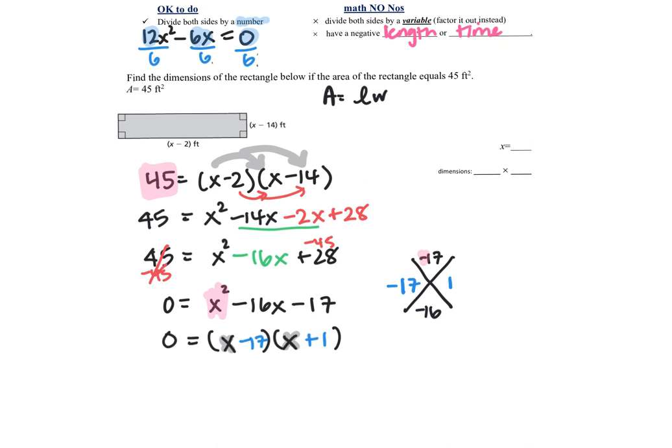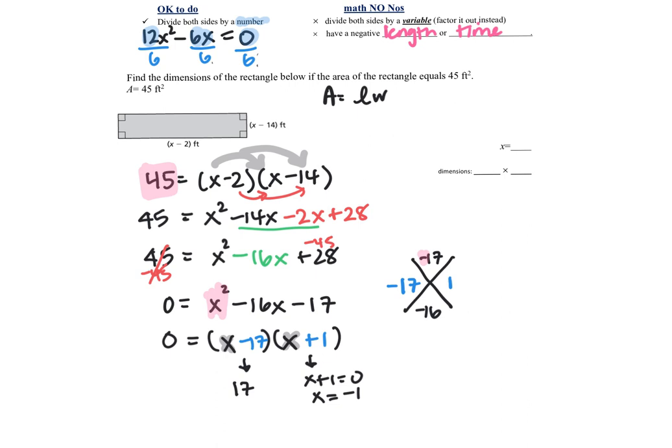So we've set it equal to 0. We have factored it, and now we need to solve for each of these parentheses. What would it take to make this first parentheses 0? A regular 17. What would it take to make this second parentheses equal 0? A negative 1.